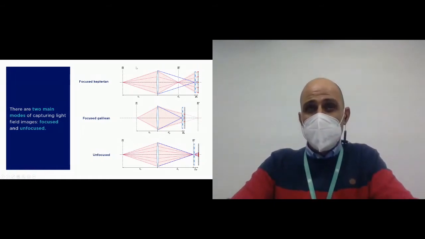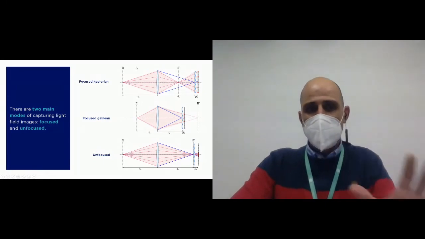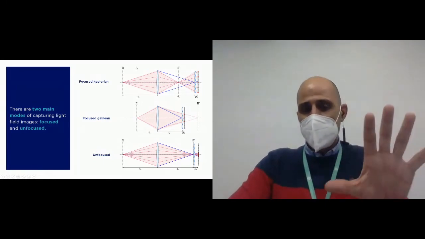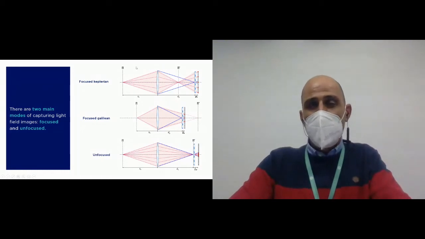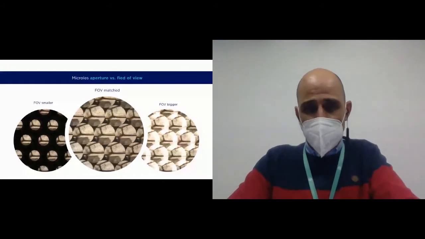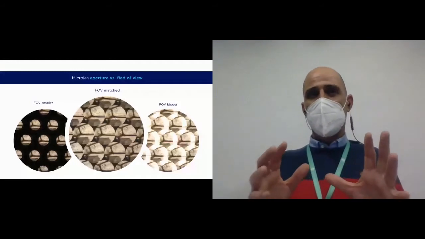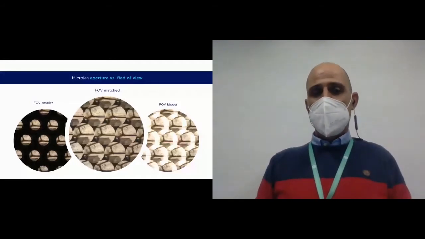So matching the F number to the numerical aperture of the objective, the main lens, is one of the bottlenecks of conventional light field microscopy, because this limits the number of objectives that you can work with.